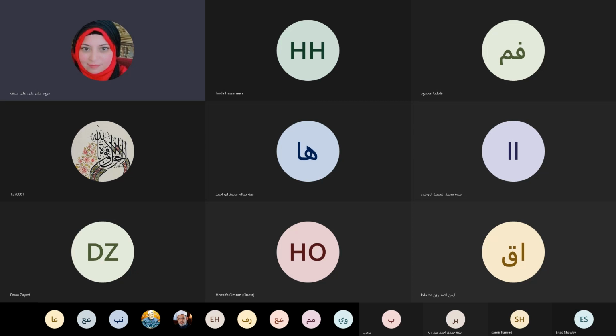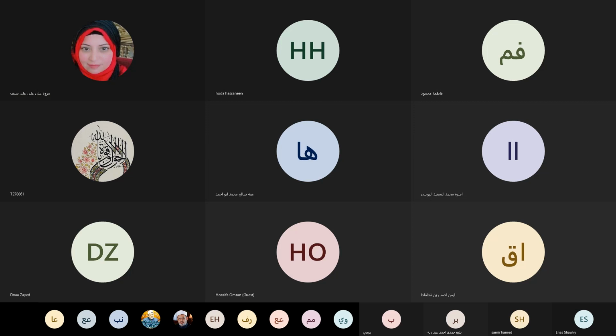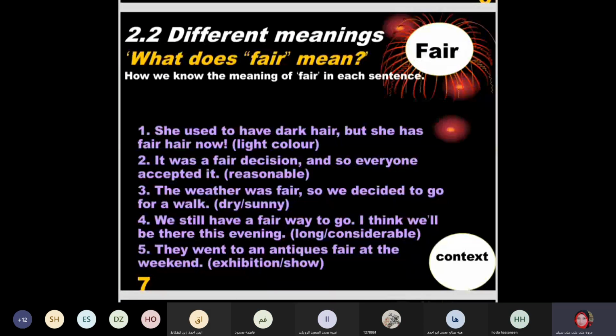All right. Another exercise here. These are the answers of the last activity. Okay, the first one is light color. The second one is reasonable decision. The third one is dry or sunny weather. The fourth one is long or considerable way. The fifth one is exhibition or show.